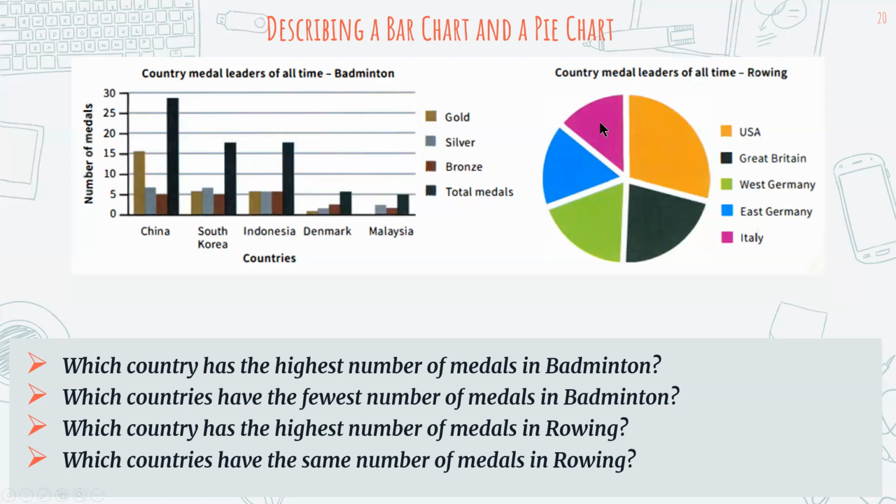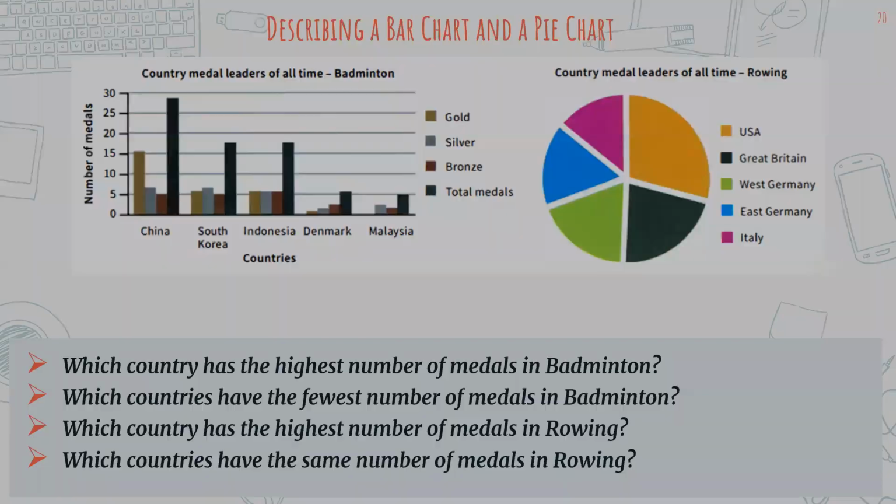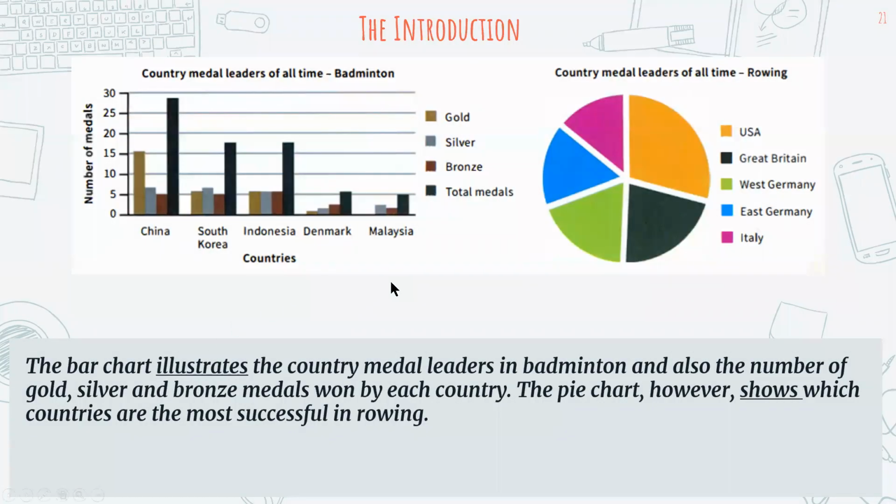Okay, now as you can see, we spent 2 minutes studying the two charts. Let's talk about the introduction. How to write the introduction. As you can see, you have to talk about the two charts. I could say the bar chart illustrates. Remember, you can't use the same wording or the same words as in the question. Try to use synonyms and paraphrases. The bar chart illustrates the country medal leaders in badminton and also the number of gold, silver, and bronze medals won by each country. Okay, is it enough?